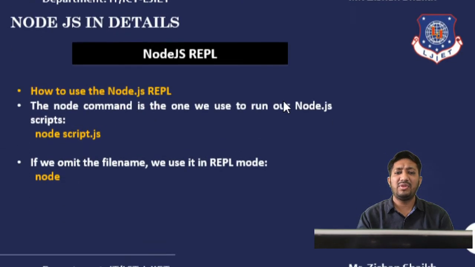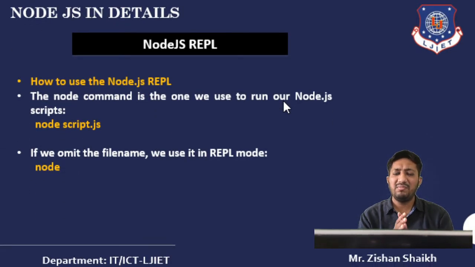Before going into how REPL works, let's see how you can access it on your machine. Generally, when you run your Node.js program, you write the node keyword and then your program name. For example, my file name is script.js, so to run the code I write node script.js, and the program executes and you get the response.